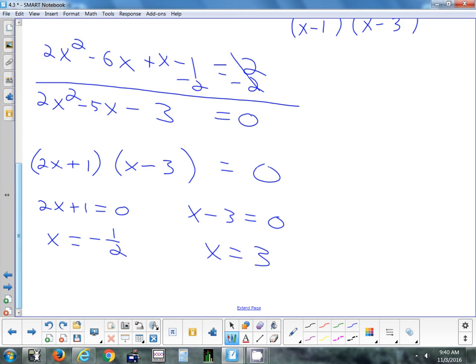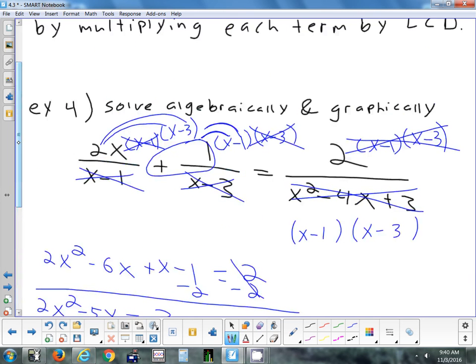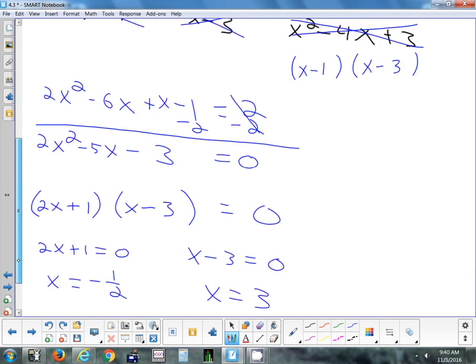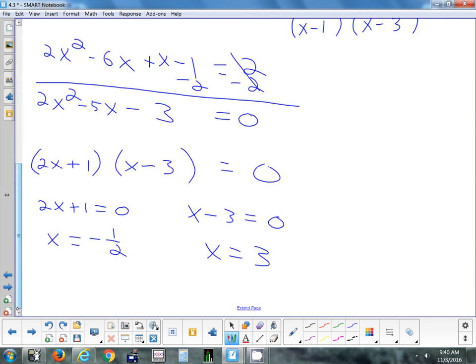Okay. Can I plug in -1/2? Yep. That's fine. Can I plug in 3? No. Okay, that would not work. So that is extraneous. Where did the -5x come from? Oh, we factored it. So if you multiply it out, 2 times -3 is -6, plus 1, there's your -5. If you just FOIL it out, you'll get that.